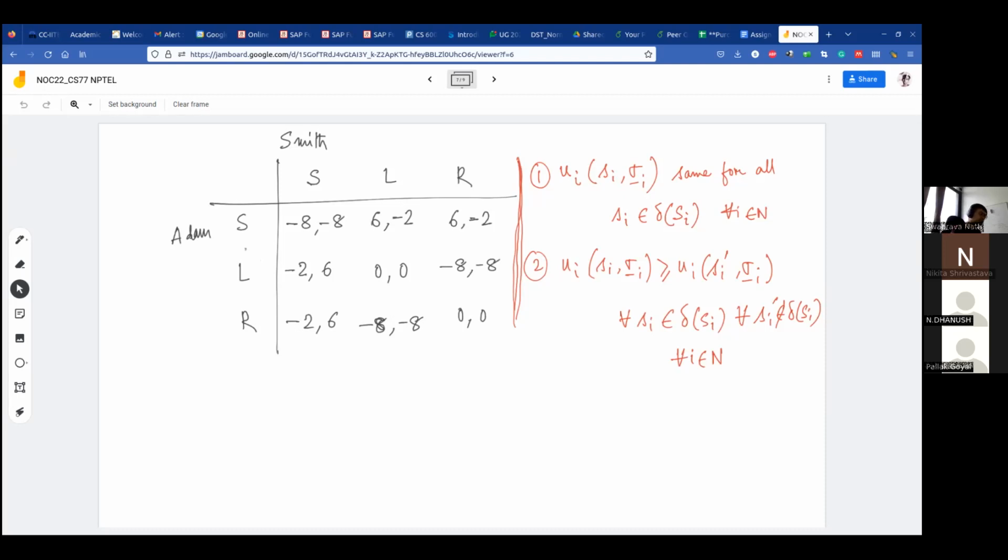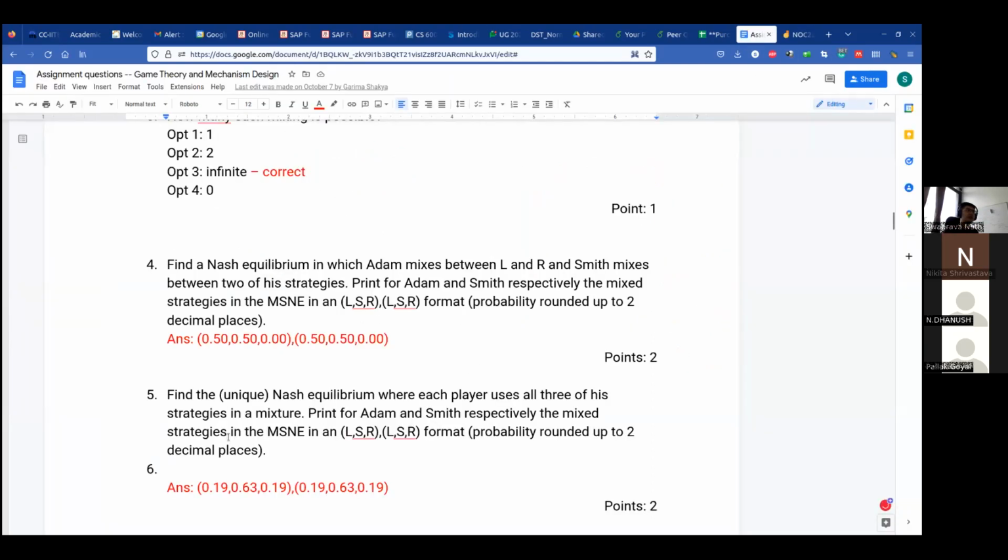So here the question says that L and R for player one is going to be the support. And for the other player, you can pick any support of size two. That is the question. So mixes between two of his strategies. Print for Adam and Smith respectively the mixed strategies.